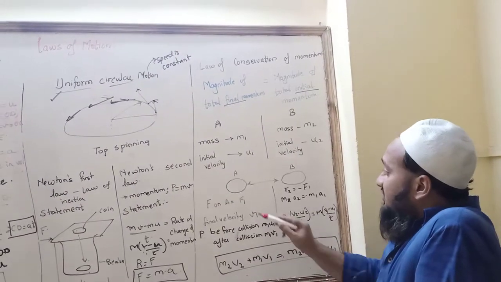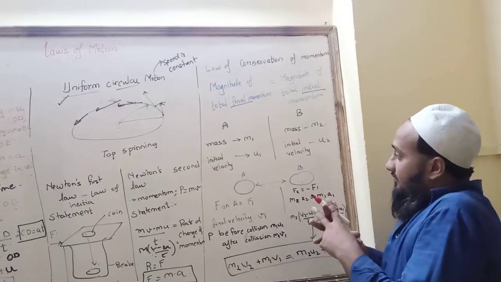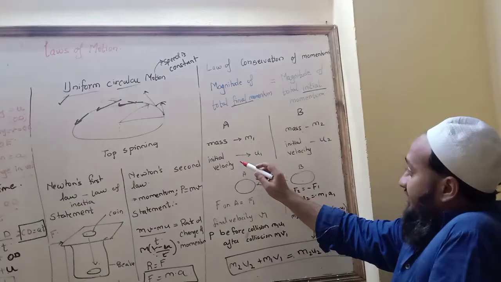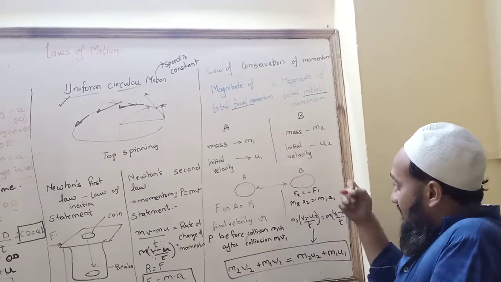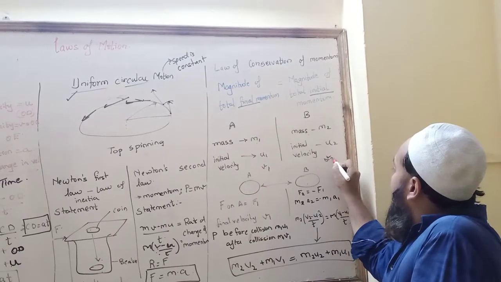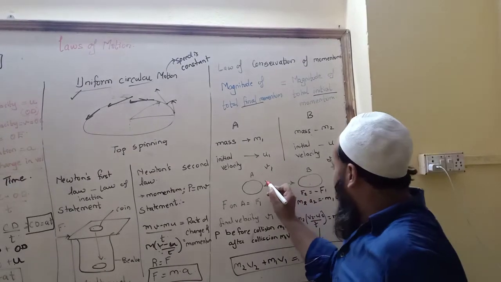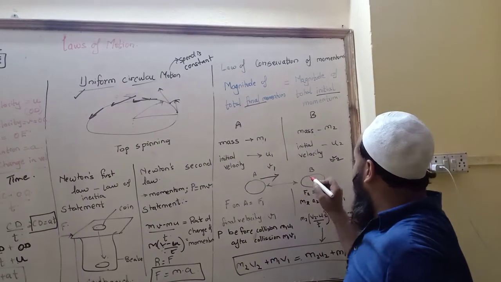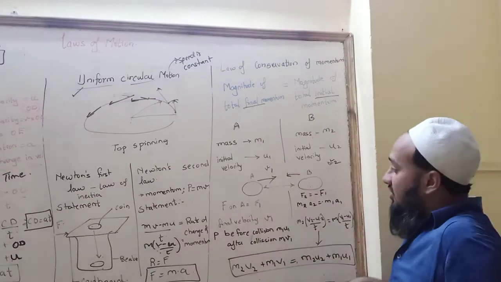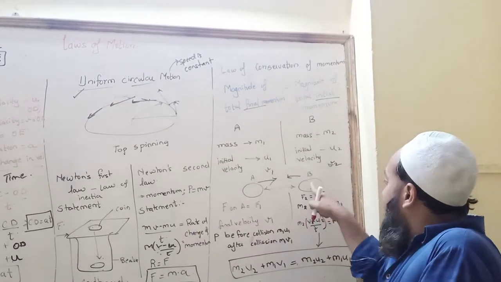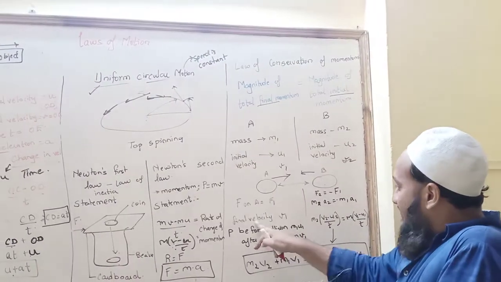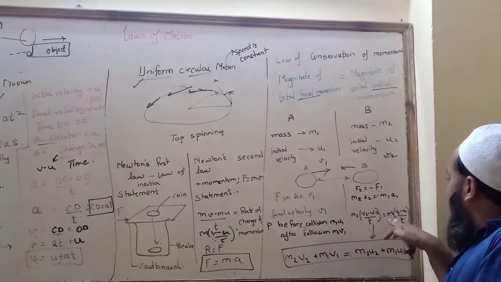So I consider two cases, A and B, the two balls, and they are hit with different velocities. A's mass is m1, B's mass is m2, initial velocities u1 and u2, final velocities v1 and v2. Now see, I will hit this in this direction with force, and this in this direction. So F2 is equal to minus F1. Direction is changing. F on A is F1 and F on B is minus F1. Are you getting it?